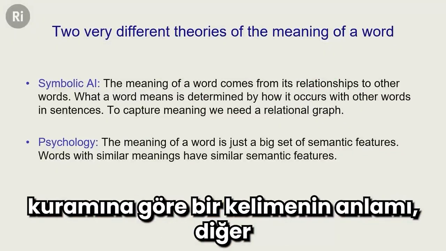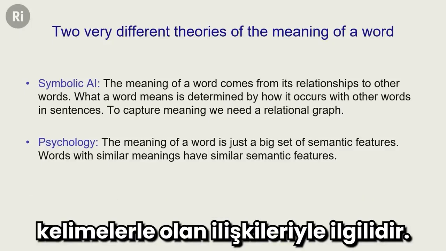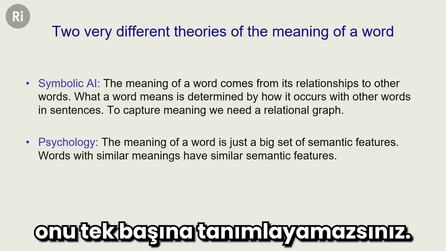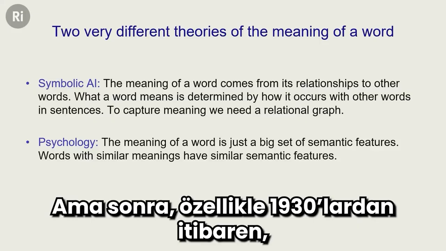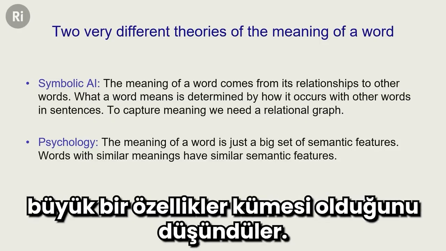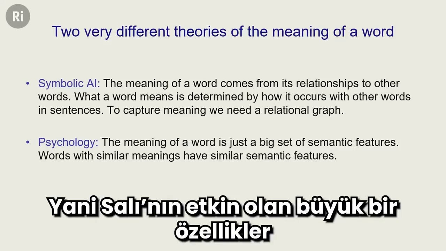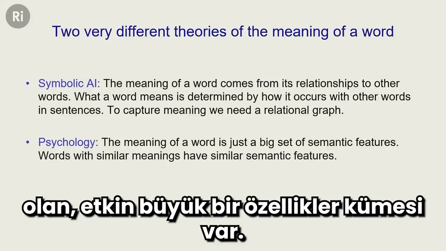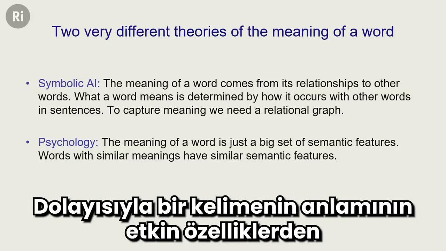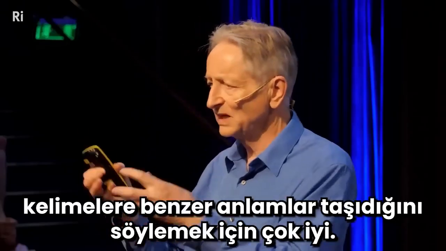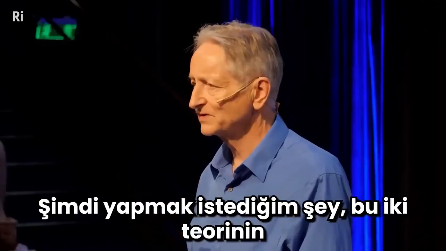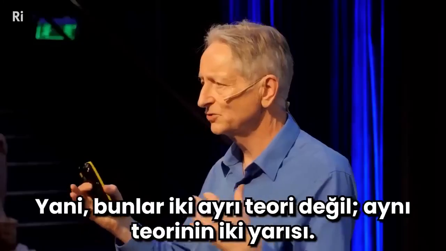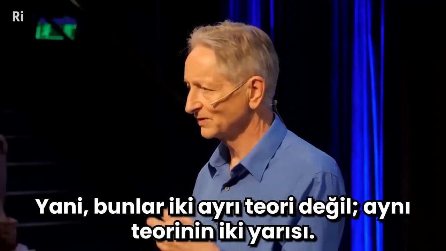Okay. So here's two very different theories of the meaning of a word. The symbolic AI theory, which goes back to de Saussure, a long way, is that the meaning of a word is to do with its relationships to other words. You can't just define it by itself without talking about other words. And so to capture meaning, we need something like a relational graph. But then the psychologists, particularly from the 1930s, I think, thought the meaning of a word is a big set of features. So Tuesday has a big set of active features, and Wednesday has a big set of active features that are almost the same. So the idea that the meaning of a word is a set of active features is very good for saying which words mean similar things to which other words. These look like two very different theories of meaning. Now, what I want to do is show you that these two theories can be unified. They're not two different theories, they're two halves of the same theory.